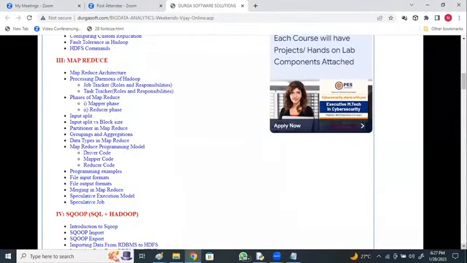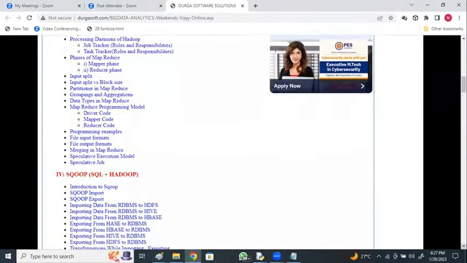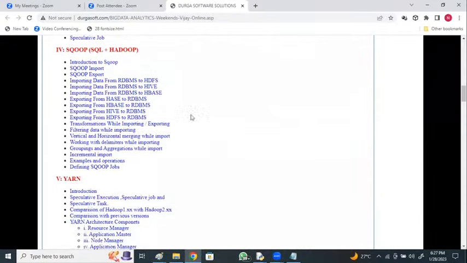MapReduce execution model in Hadoop. And Sqoop, SQL plus Hadoop. The first two characters of SQL and the last three characters of Hadoop form Sqoop. Import or export operations: how to pull the data from different databases, process it, and after processing, take the data back to databases. It's not for processing, it's just for importing and exporting data, and filtering, transforming, all this.